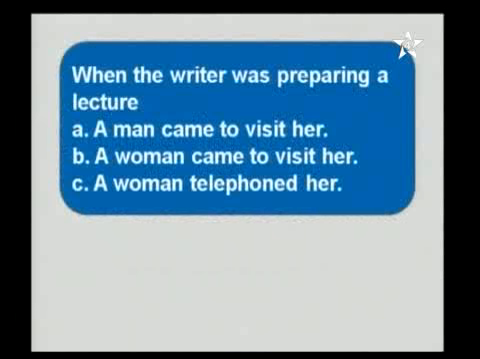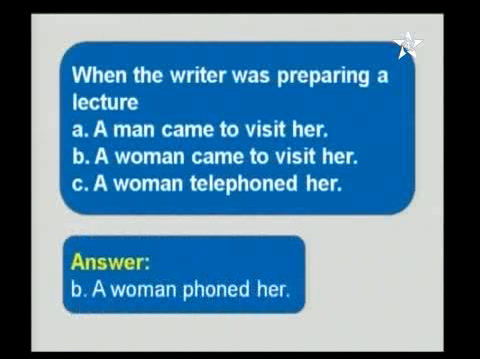Now the question: when the writer was preparing a lecture, A, a man came to visit her. B, a woman came to visit her. C, a woman telephoned her. So you've got to choose the right answer from this list. Answer is C, of course. A woman phoned her.